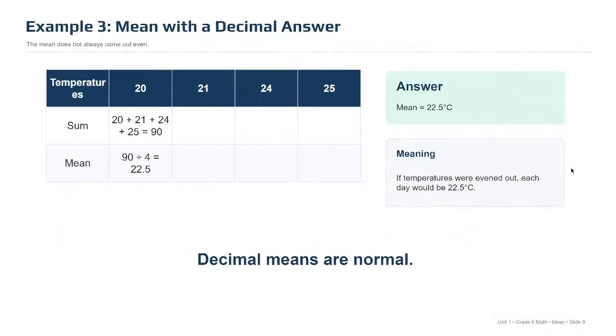And then the mean with a decimal answer. As you can see, you have to add all these values together. It's 90. 90 divided by 4 is 22.5. By the way, the mean could also be a decimal number, so don't feel like it's wrong because it's 22.5 or something. So if the temperatures were evened out, each day would be 22.5 degrees Celsius.